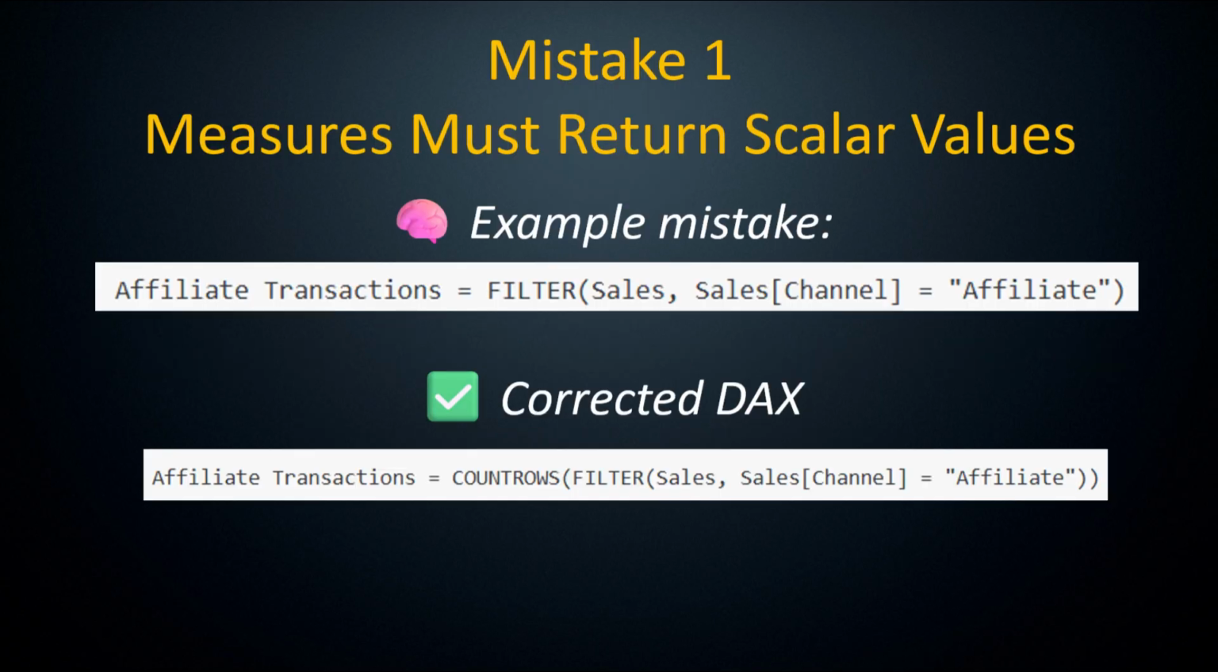Mistake number 1. Measures must return a scalar value. That means your DAX measure must return a single number, a single piece of text, or a true/false result. This formula will throw an error because filter returns a table, not a single value. The solution is to wrap it inside an aggregation function like countrows to convert the table into a scalar. This now counts the rows in the filtered table, returning a single number.